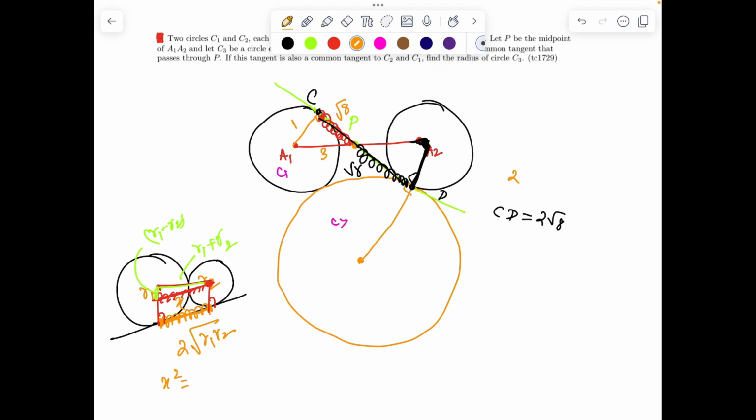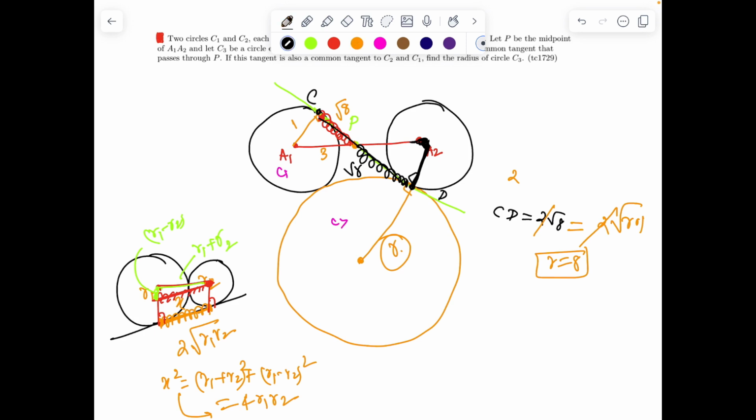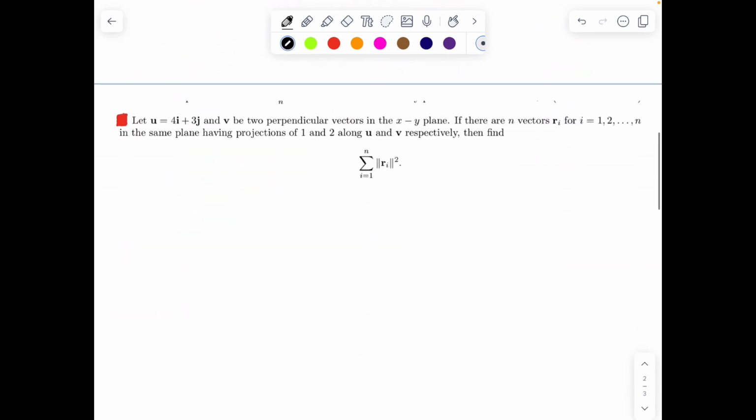Now just by using Pythagoras theorem, we get that x squared equals R1 plus R2 whole squared minus R1 minus R2 whole squared. Right, so that gives you 4 times R1 R2, so x is 2 root R1 R2. With this the problem is done, because the CD distance we know is 2 root R1 R2. Let's say the radius of C3 is R, so we have 2 root R into 1, where 1 is the radius of C1. So 2 gets cancelled, and the answer for this problem is 8. So this was an easier problem, but a similar idea was already touched in JEE Advanced and JEE Mains before. Let's move to the next question.